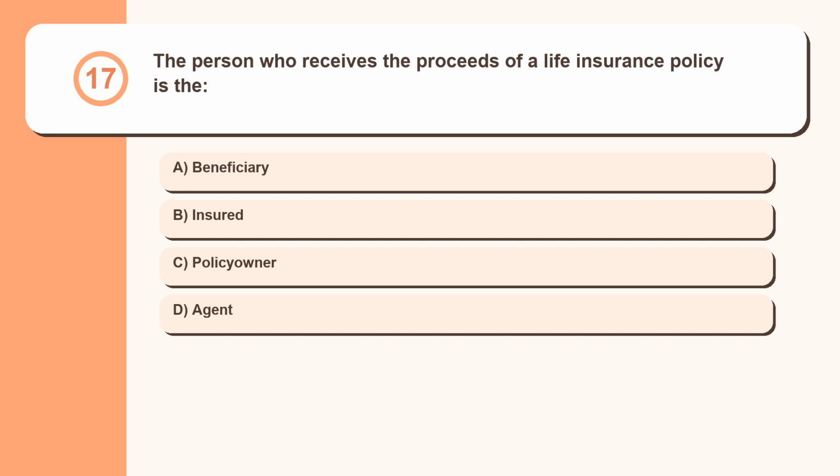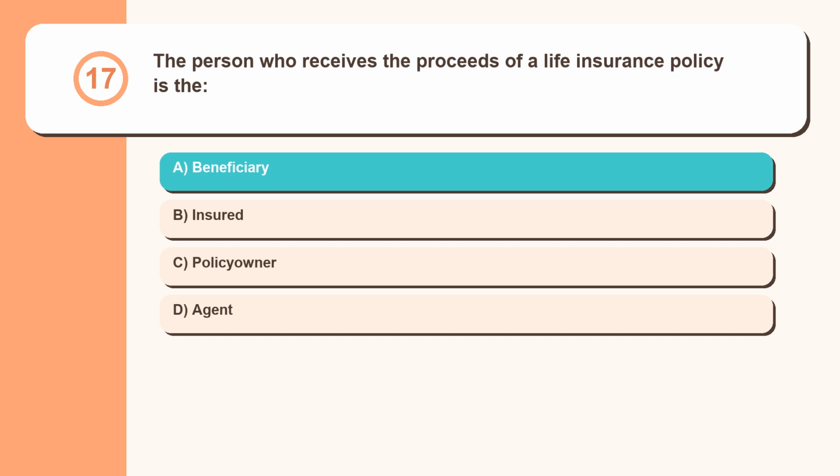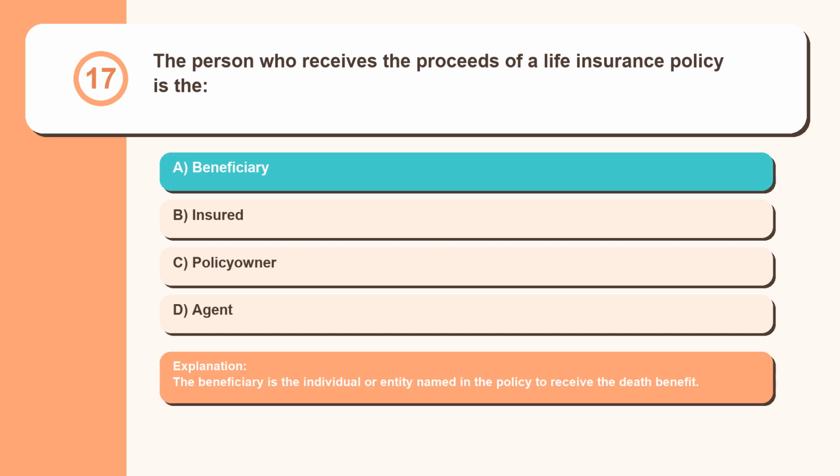Question 17. The person who receives the proceeds of a life insurance policy is the beneficiary, insured, policy owner, agent. The beneficiary is the individual or entity named in the policy to receive the death benefit.